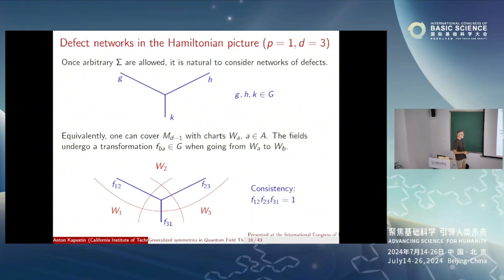So then I must have this: if I go all around, this will come back to the original variable. So if we go back to this picture, it means that the product of these three elements, appropriately oriented, should be 1. That's a consistency condition for networks of defects.